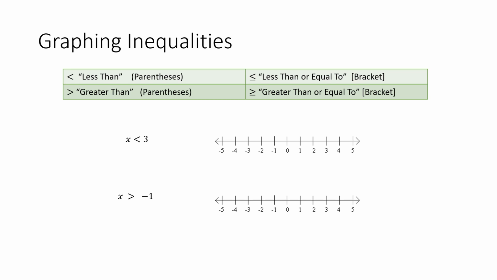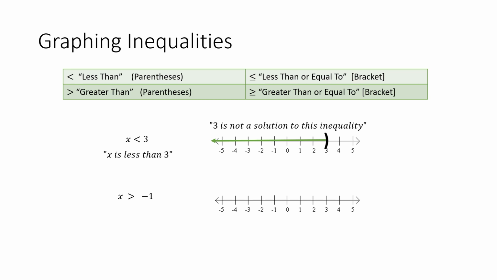So let's look at our first example. We have x is less than 3. 3 is not going to be a solution to this inequality. If we look at our chart above, with the less than, we will be graphing using a parentheses. So what this means is that x is less than 3, so we'll have a parentheses at 3. Since x is less than 3, it's going to be going to the left of 3. It's going to be smaller than 3.